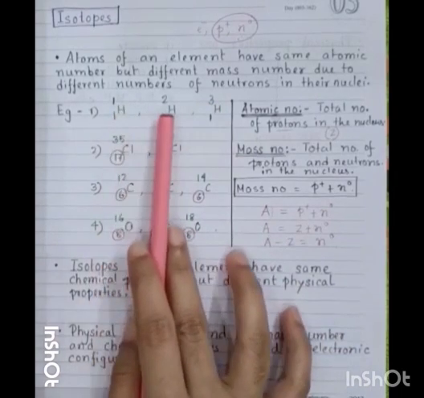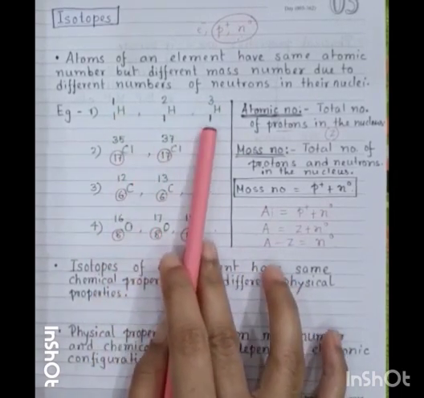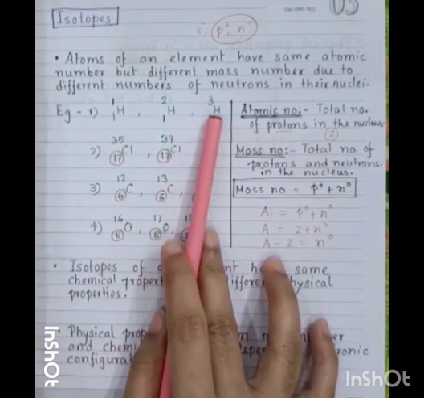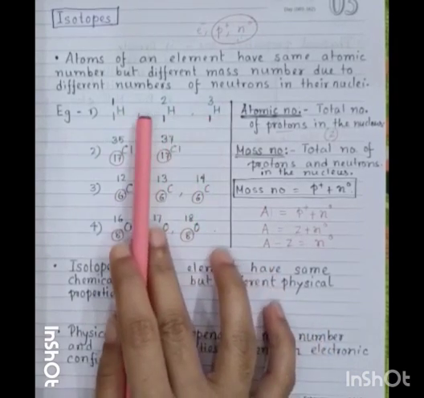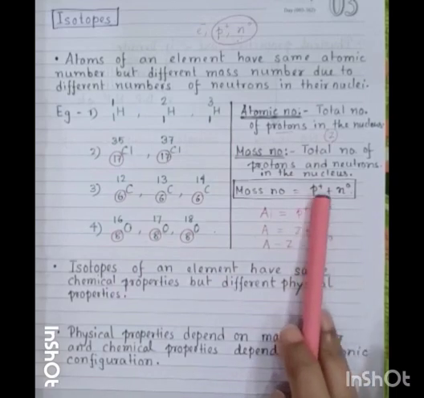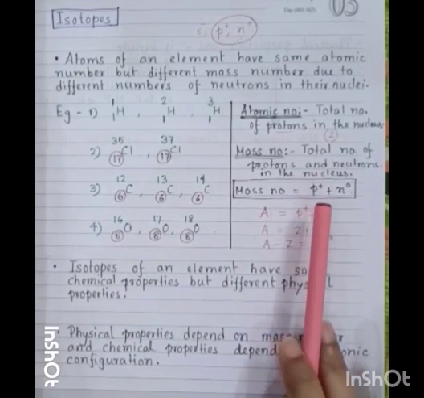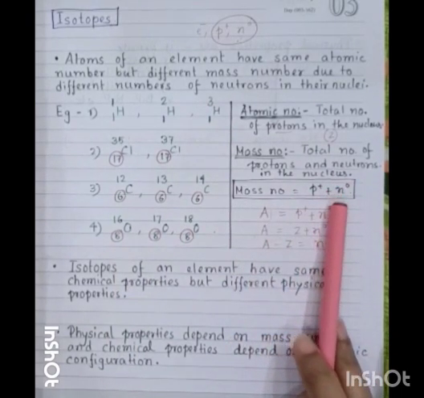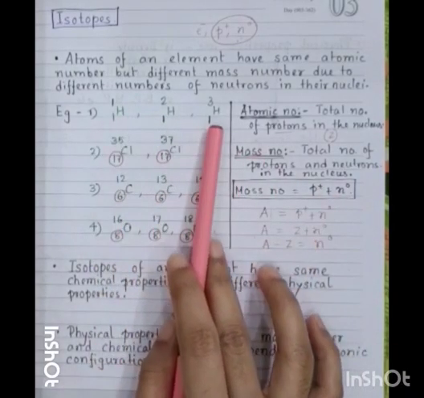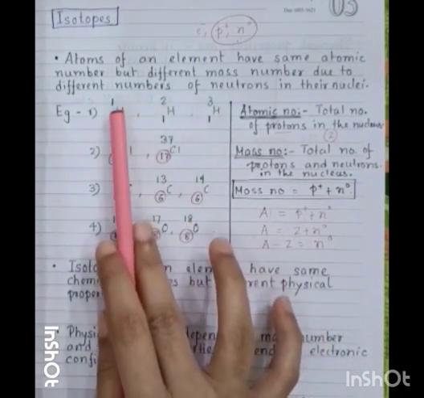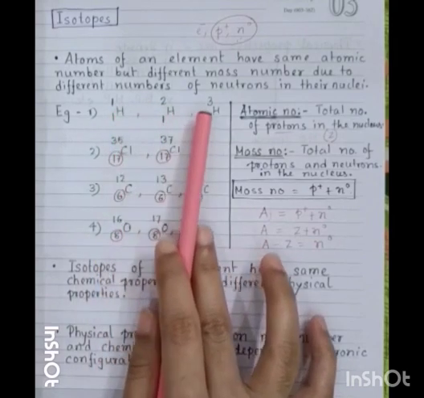Now, why do isotopes have the same atomic number? Because they have the same number of protons. Now, why do isotopes have different mass numbers? The reason you can understand: we know that mass number is equal to protons plus neutrons. Now if the proton number is the same, then why is the mass number different? Definitely due to the different numbers of neutrons present in the nucleus. So therefore we can say in these 3 hydrogen atoms, only due to the different numbers of neutrons present in their nucleus, they have different mass numbers.